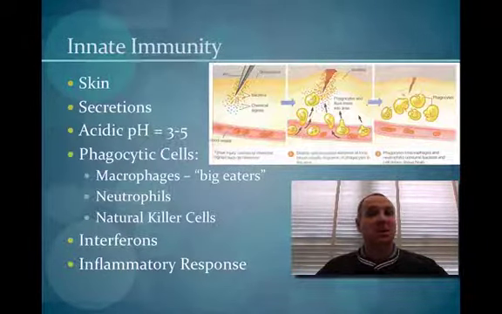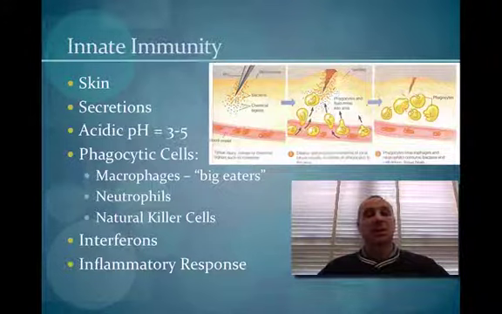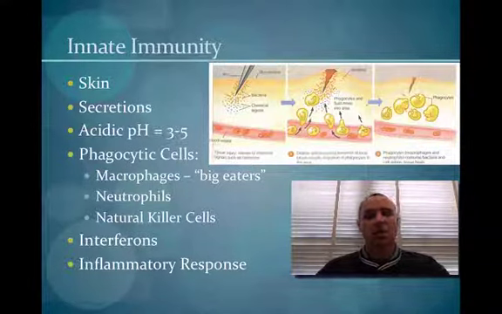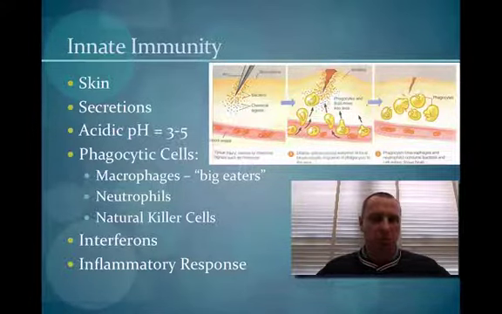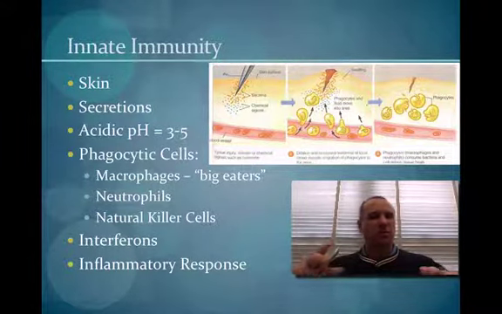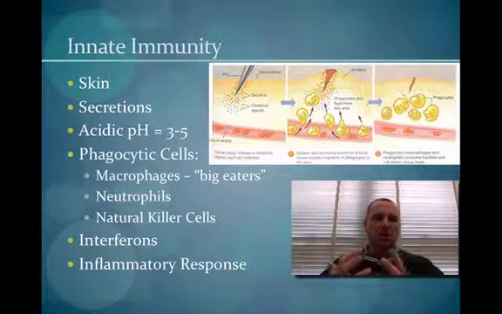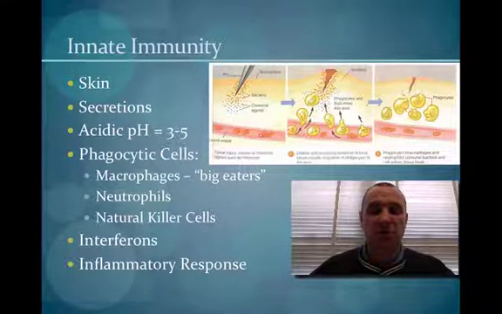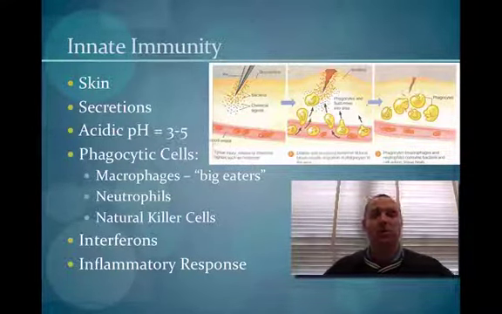Innate immunity, an example would be your skin, especially secretions on the skin, such as mucus or sweat. An acidic pH around 3 to 5 kills a lot of bacteria or particles that are trying to get into your body. We also have some phagocytic cells that are non-differential, or preferential, I should say. There's macrophages, which are big eaters. They basically engulf foreign invaders and kill them, kamikaze pilots, if you will. We have neutrophils and natural killer cells.